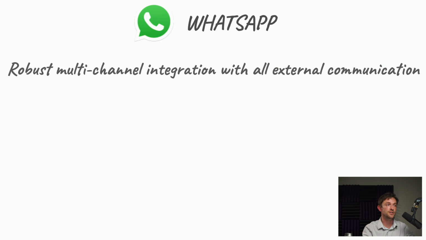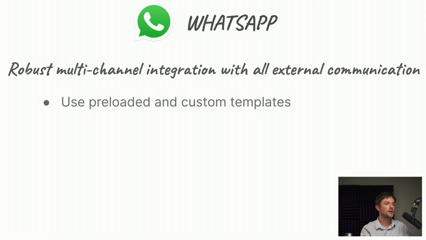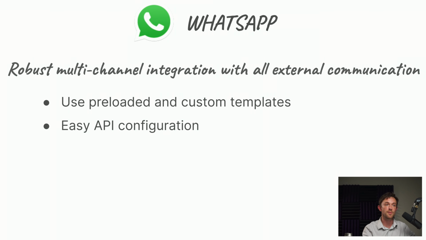Now, a more recent addition that many people are excited about worldwide is our WhatsApp integration. It's pretty robust, and it can be used for a lot of different channels across the platform to handle external communication. For best results, it relies on templates, many of which are preloaded in the system, though you can, of course, make your own. The overall API with Meta is easy to set up, which is impressive because it's not always easy to work with Meta.